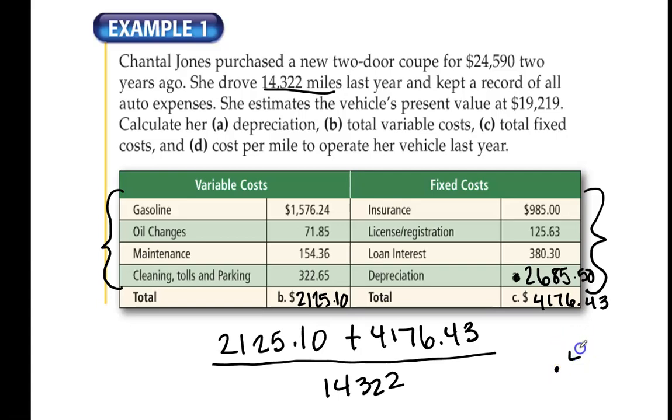Actually, you're going to get this if you did this problem. But we're going to round it so it looks like money, because we're talking about how much it costs per mile. So we're getting money. It's 44 cents per mile to run your vehicle.